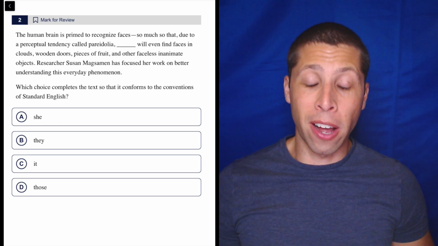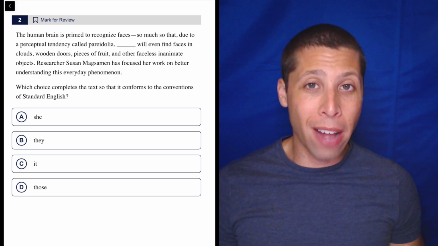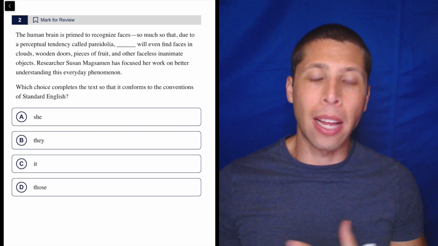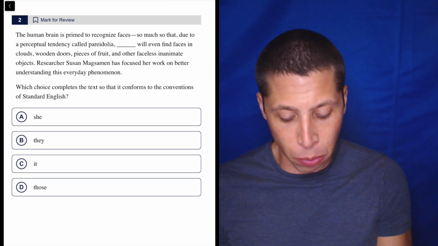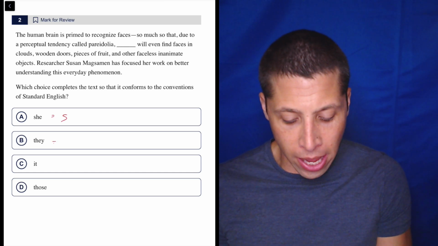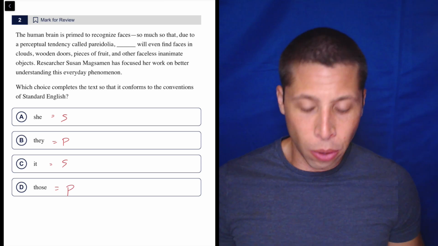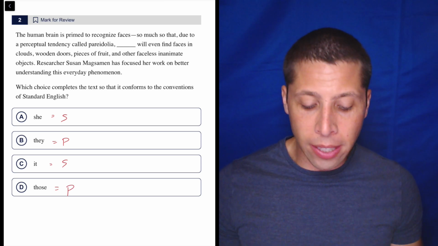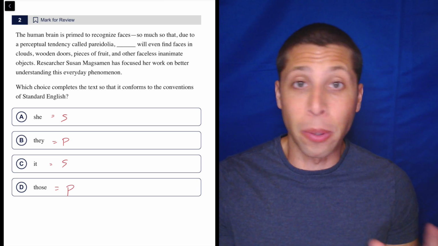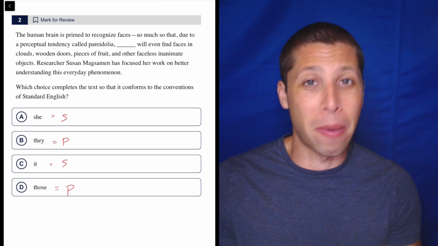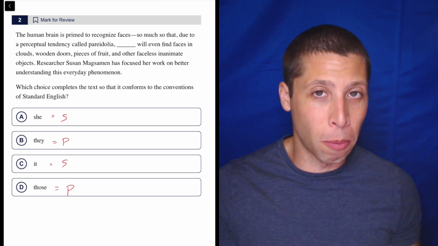It's very obvious right out of the gate that we are dealing with pronouns, and usually that means we're dealing with singular and plural. So you might even want to categorize them beforehand. She is singular, they is plural, it is singular, those is plural. So there are some other differences between these words. We're going to need the context, but that might help you at least keep it straight. But that's usually what you're thinking about. Are we referring to one thing or multiple things?